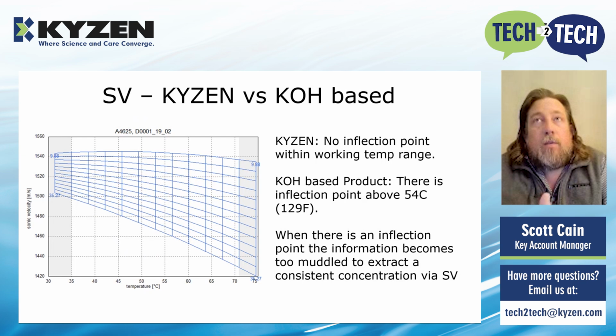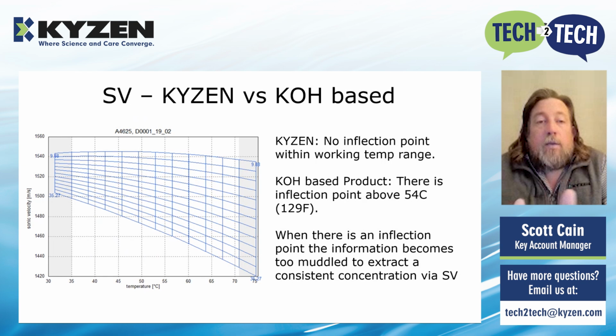On the flip side, some of those other ones that may be using pH to determine it, there's an inflection point above 129F or 54C. And therefore, they're not going to be able to determine what that concentration is outside of those. When there's an inflection point, the information becomes too muddled to extract a consistent concentration.